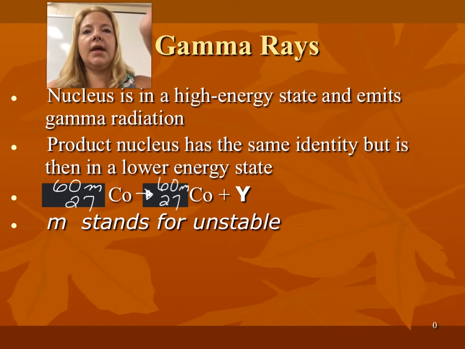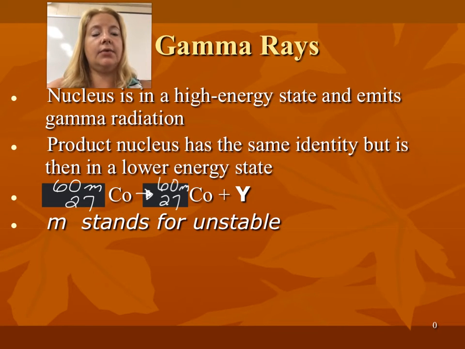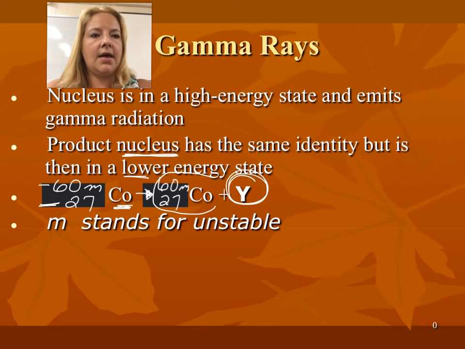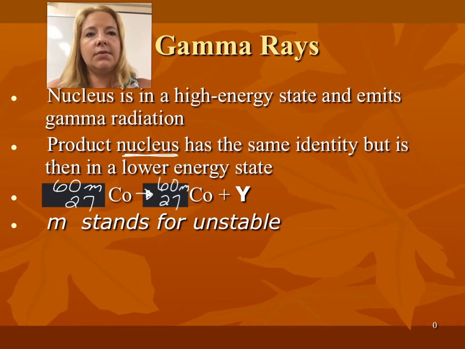So here's what a nuclear reaction with gamma decay would look like. The product has the same nucleus because it's just emitting energy and it's just in a lower energy state. So you can see here I've got cobalt. It has a mass of 60 and an atomic number of 27. Here is my gamma rays being released, and my isotope is still the same. Now the M that you see written in there is just telling us that it's an unstable atom, and so it can release a lot of energy.